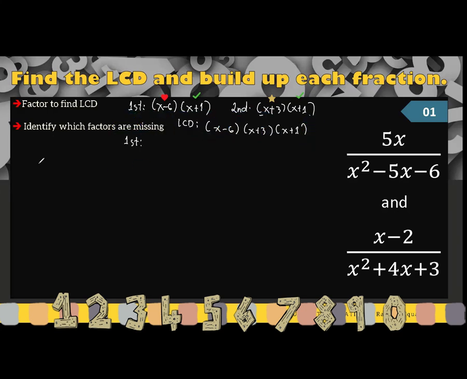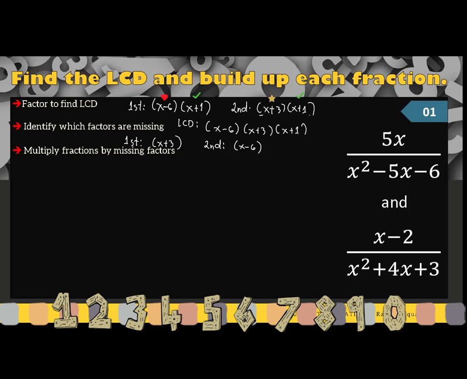Now, for the first polynomial here, since these are the two factors and this is the LCD, the missing factor for our first polynomial will be x plus 3. Second polynomial, these are the two factors, and by looking at our LCD, the missing factor will be x minus 6. Now, we will use these missing factors to multiply the fractions.